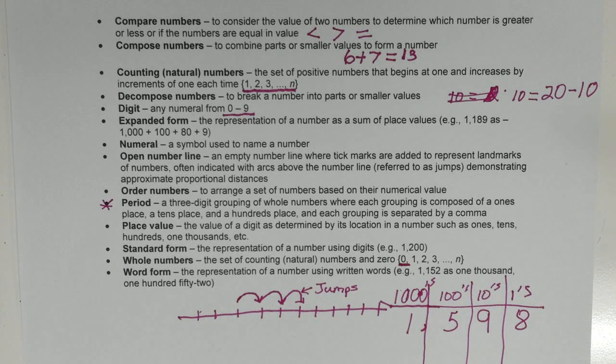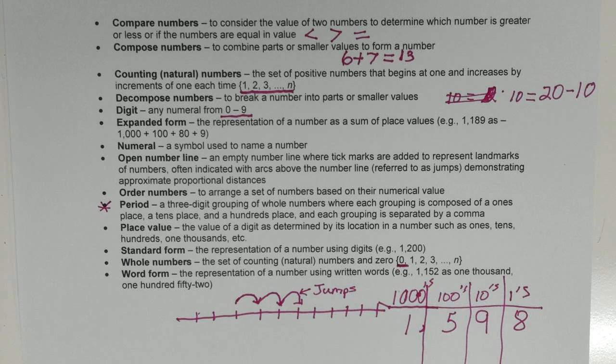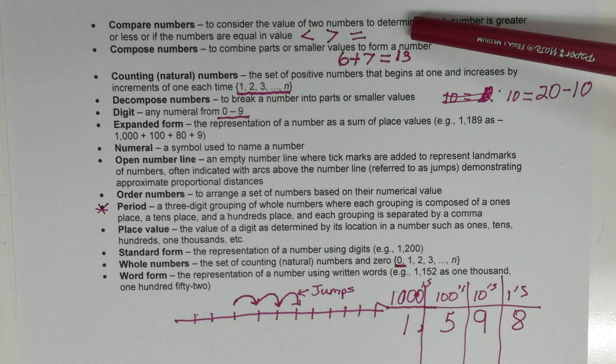Now then, the first one says compare numbers. We usually know that as greater than, less than, or equal to, but it's still comparing a number. 6 is less than 7, so we're comparing the two. One is larger, one is smaller. So it says to consider the value of two numbers to determine which number is greater or less, or if the numbers are equal. Here are your symbols.